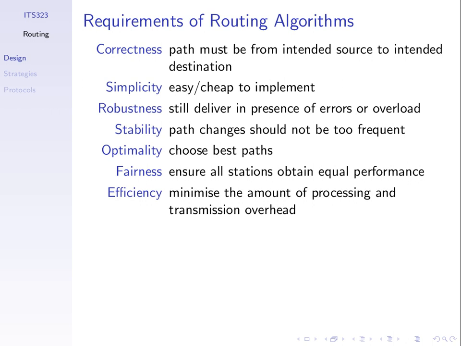I think we'll see examples of optimal paths, efficiency especially, and these two as we go through. We will not see an example of fairness. So we want some algorithm that will choose a path from A to B which meets these requirements.